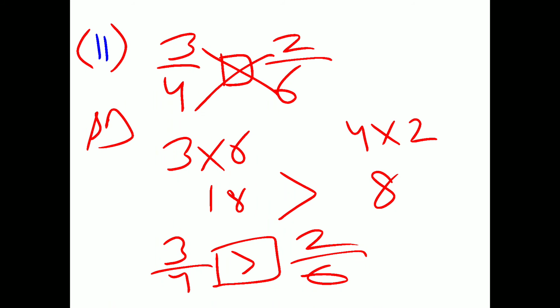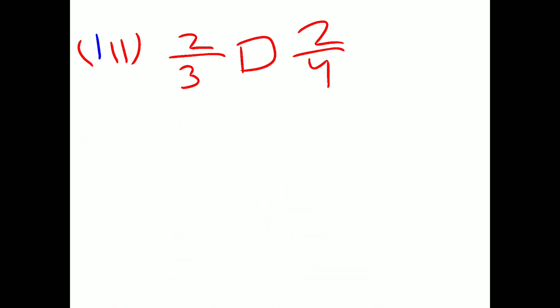Now we do third part. Now see third part. 2 by 3 and 2 by 4. In this, numerators are same. When numerators are same, which is the smallest one will be considered biggest. Here we will not do cross multiply. Now we do fourth one.